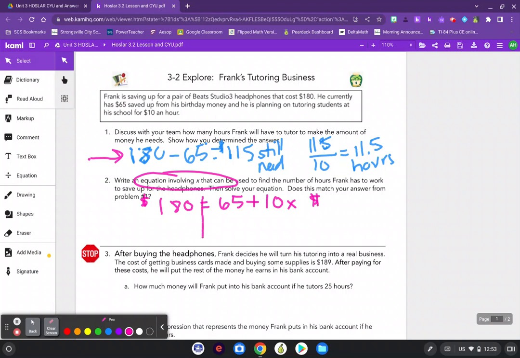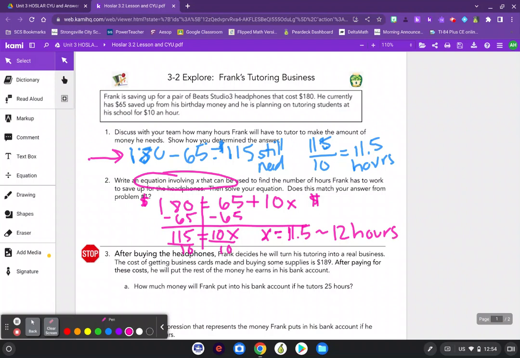And so then I can solve this equation based off of what we've been doing, right? I'm going to take 65 away on both sides. When I do that, I get 115. Well, that makes sense, right? And I'm going to divide both sides by 10. And when I do that, I get that X is 11 and a half hours, or about 12 hours of tutoring in order to save that money. And so problem one was just logically thinking through that calculation, and step two was writing an equation to help me get to that answer.